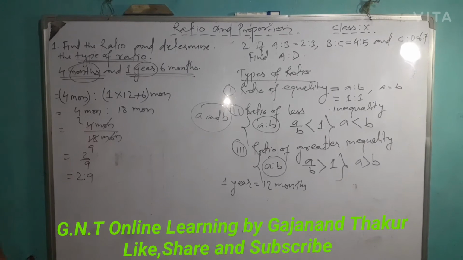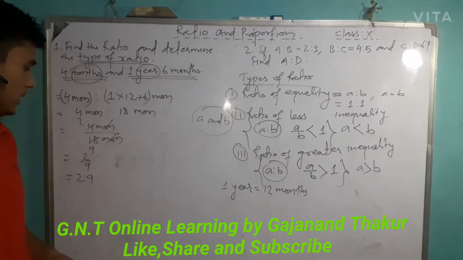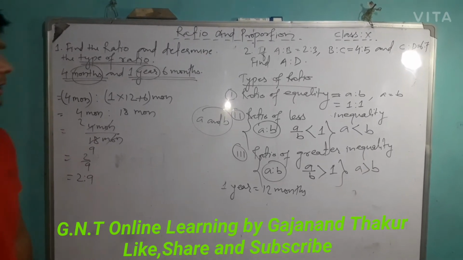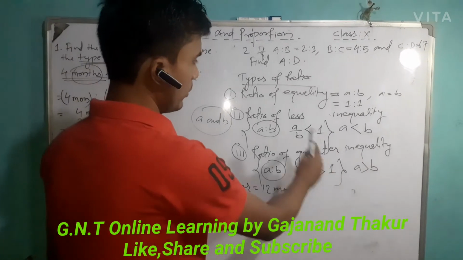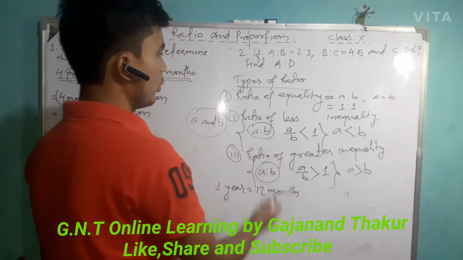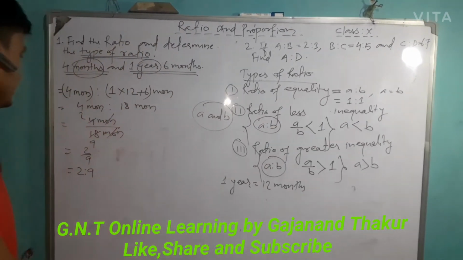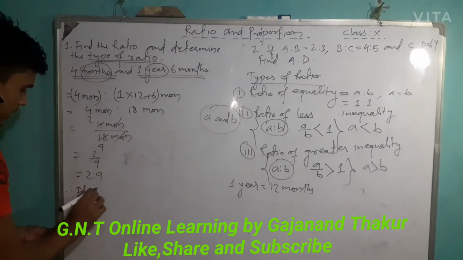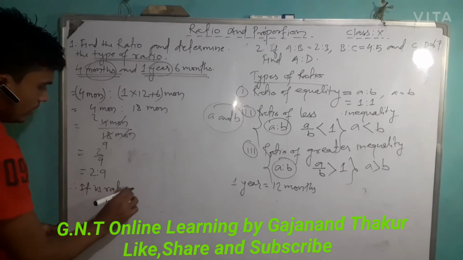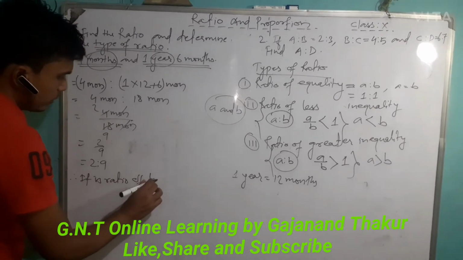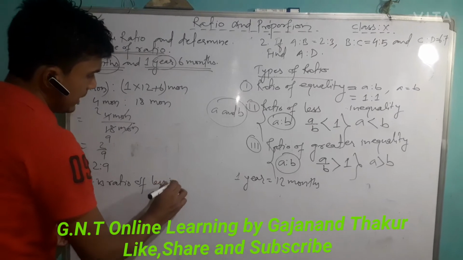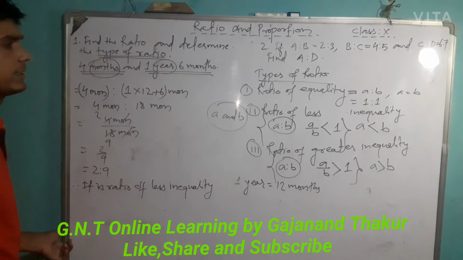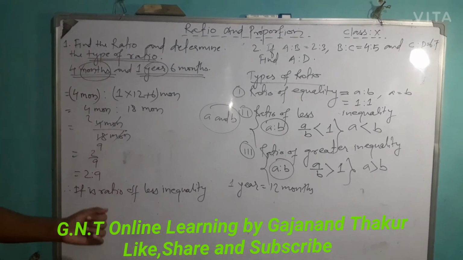Now we need to determine what type of ratio it is. 2:9. We got the numerator 2 and the denominator 9. So the numerator is less than the denominator. What do you understand? It is a ratio of less inequality. Therefore, it is a ratio of less inequality. So this is the solution for this question.